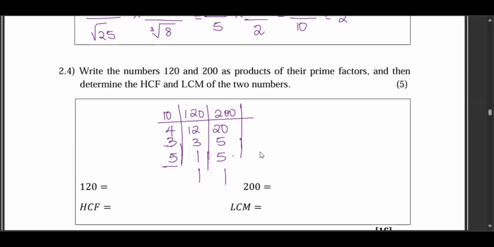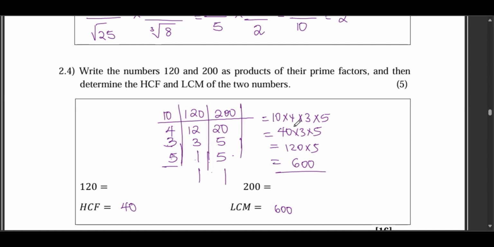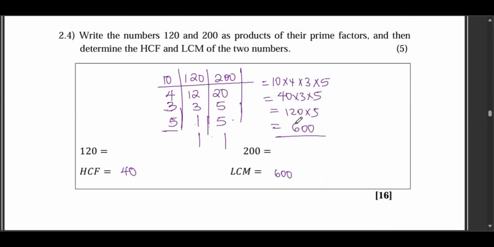So what is the LCM? The LCM will be 10 times 4 times 3 times 5, which becomes, this is more like 40 times 3 times 5. The answer becomes 120 times 5. So the LCM is what? 600, the lowest common multiple. So the factor is 40 and the LCM is 600. That marks the end of question number 2.